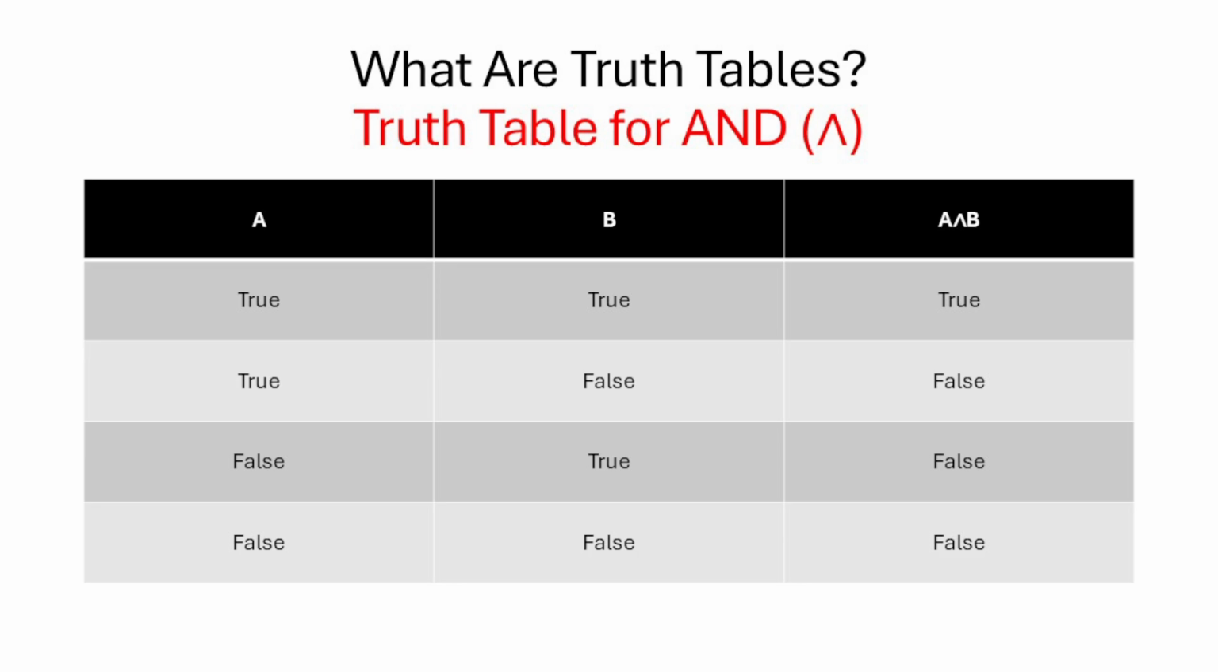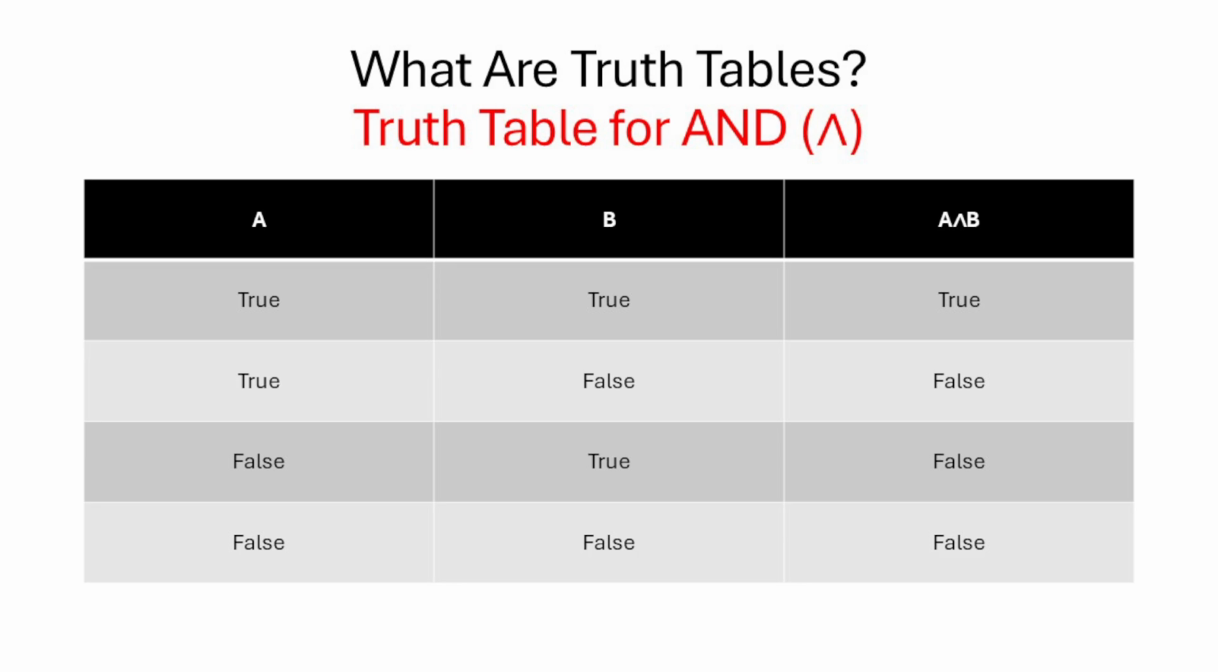So that top row, you have true, true, true. A is true, B is true, therefore A and B is true. But every other row, A and B is false. Why is that? Well, let's look at the second row. A is true and B is false. Therefore, A and B can't be true because only A is true and B is not. It's false.